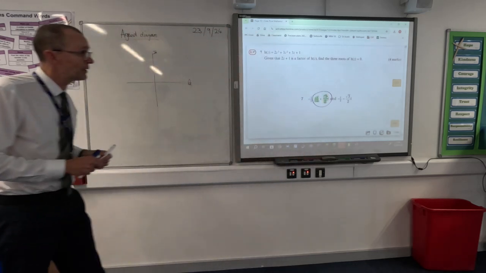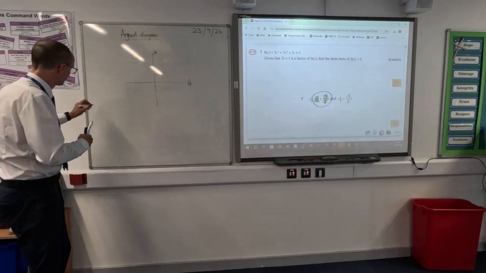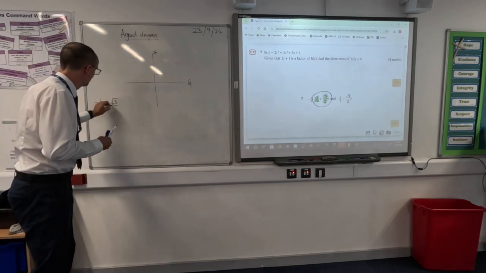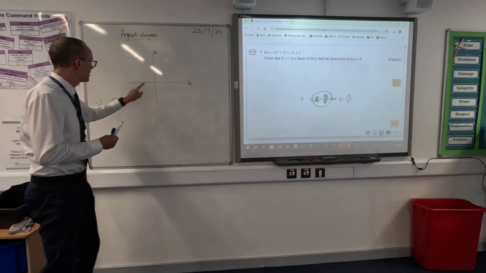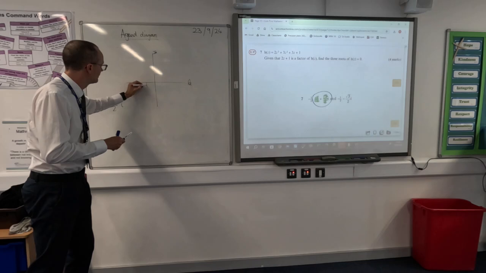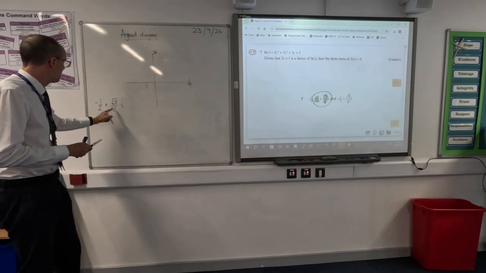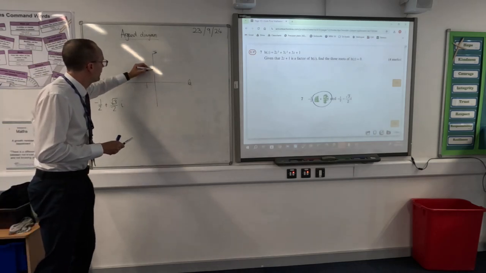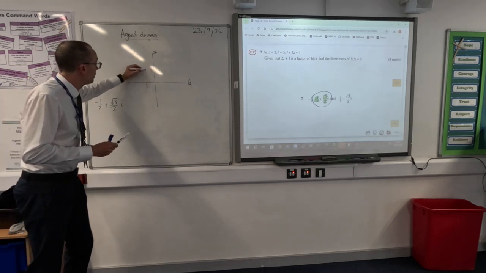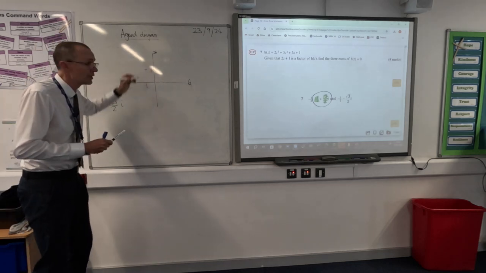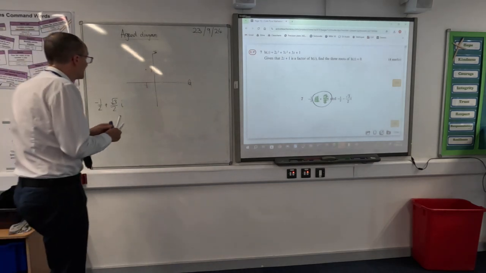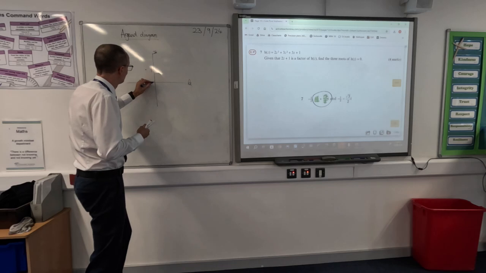So here's how we show it, minus a half plus root 3 over 2 i. We go to minus a half on our real axis, so that would be here. And then we go up to root 3 over 2 on our imaginary axis. And we can either just plot a point. Sometimes we're asked to plot complex numbers as points on an Argand diagram, or we can do it as a vector.